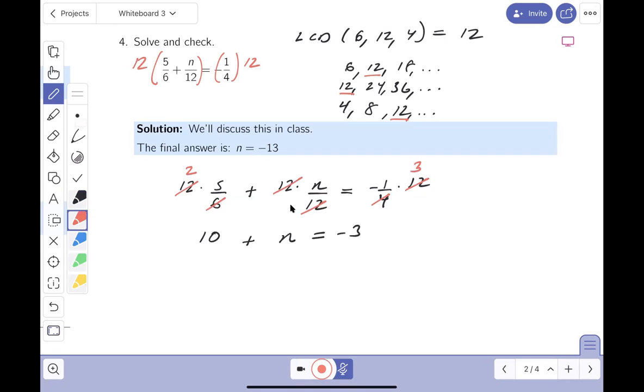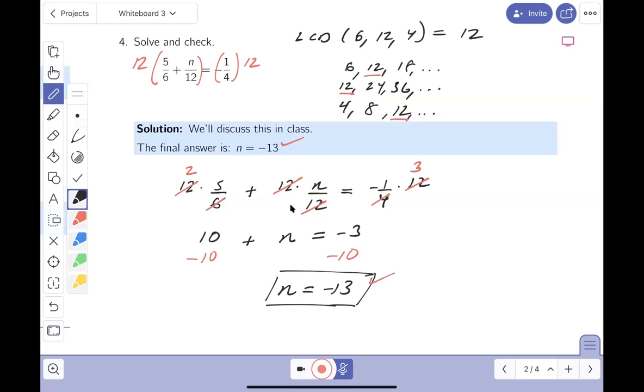What do I recommend you do now? Well, subtract 10, the constant, from both sides. And what do you get? n equals minus 13. I'm going to put a box on that, indicating I'm done with the problem. I know what n is. I do want to check it against the key, but I want to just check it in the original problem.